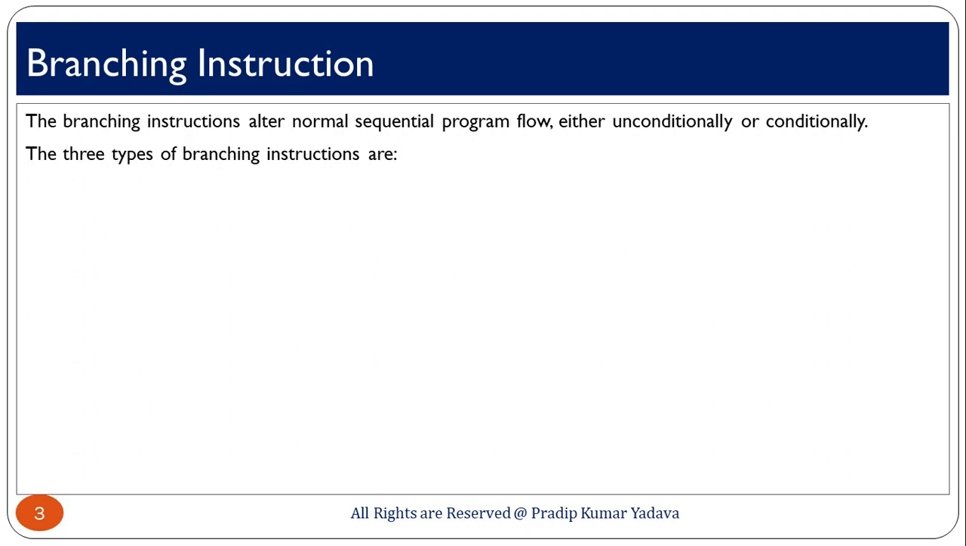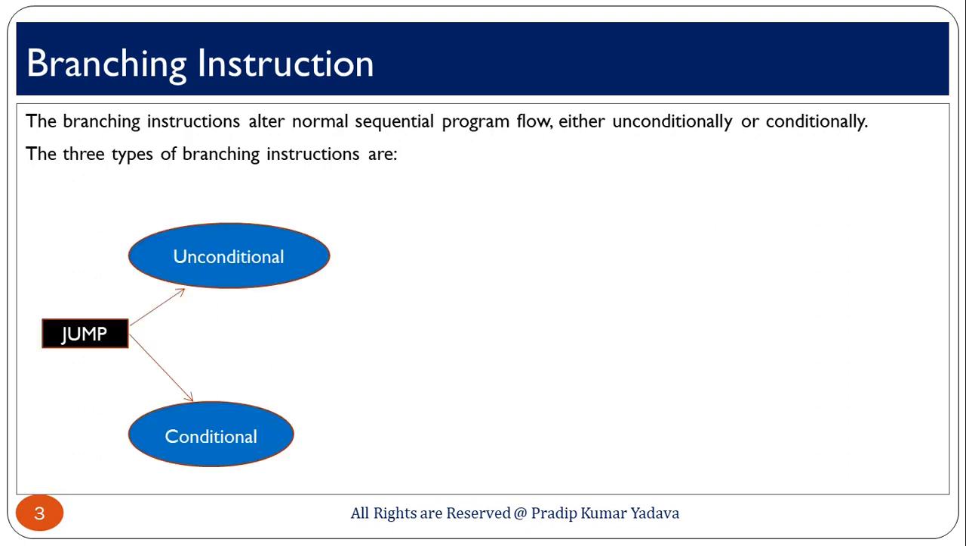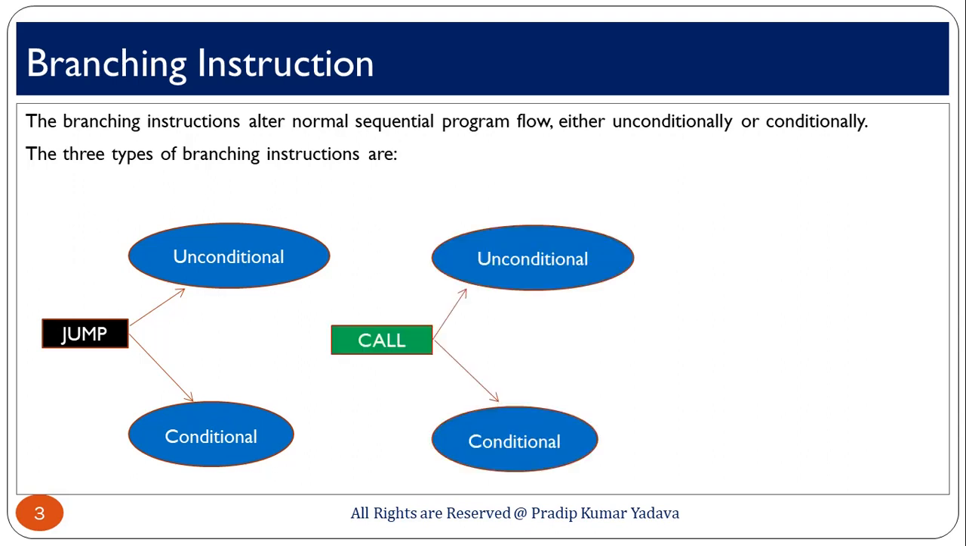Whenever you want to check a condition or no condition in the 8085 microprocessor, we have to use a branching instruction. By using branching instructions we can get the desired output on the basis of some condition. There are three types of branching instructions. The first one is jump, and jump is also divided into two parts: unconditional and conditional.